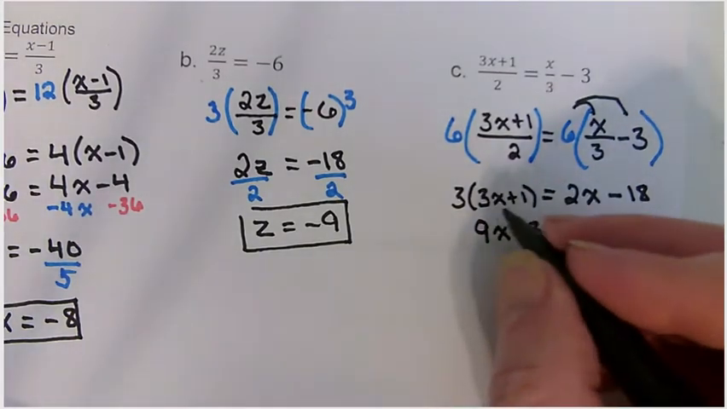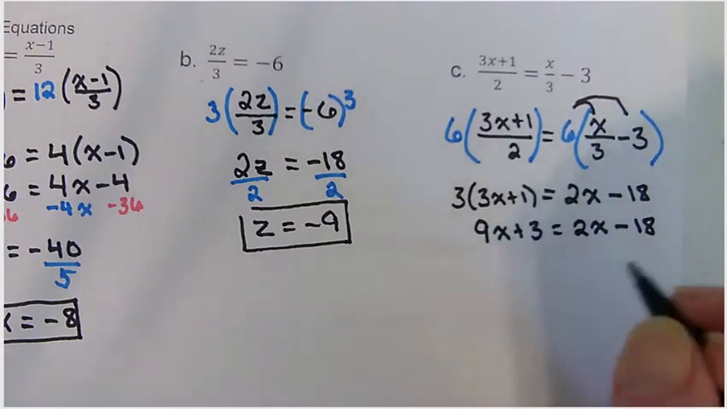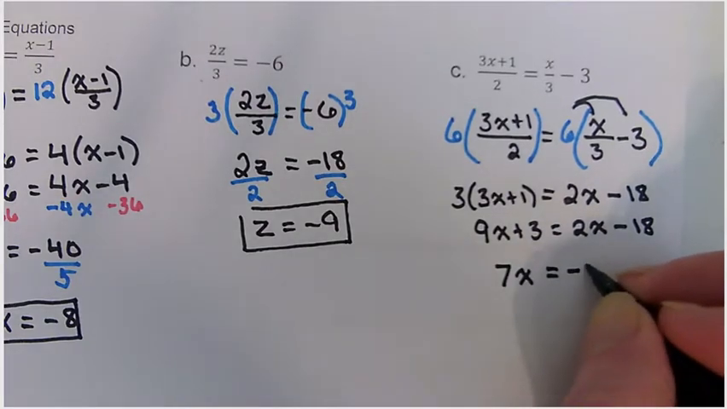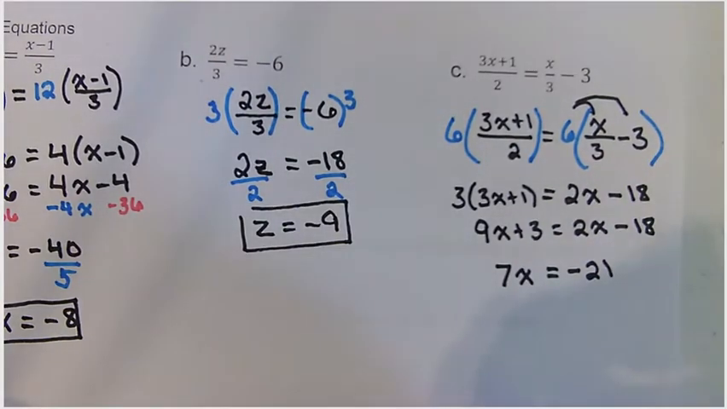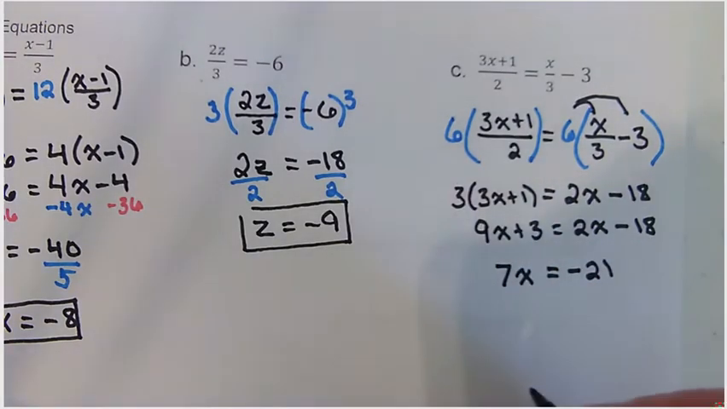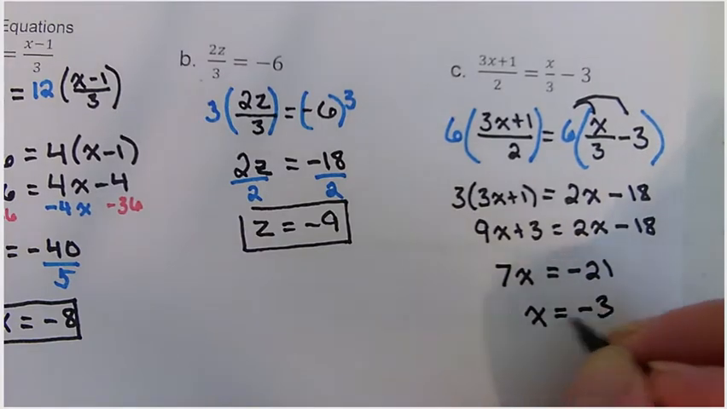I distributed the 3. Now we want to combine like terms. So that would give me 7x equals negative 21. Subtract the 2x. Subtract the 3. X equals negative 3.